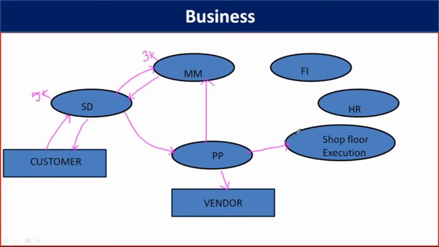Here, these 2,000 mobiles are developed. They are sent to the SD people, and they fulfill the requirement of the business partner. 3,000 plus 2,000, a total of 5,000 mobiles, are delivered to the customer.